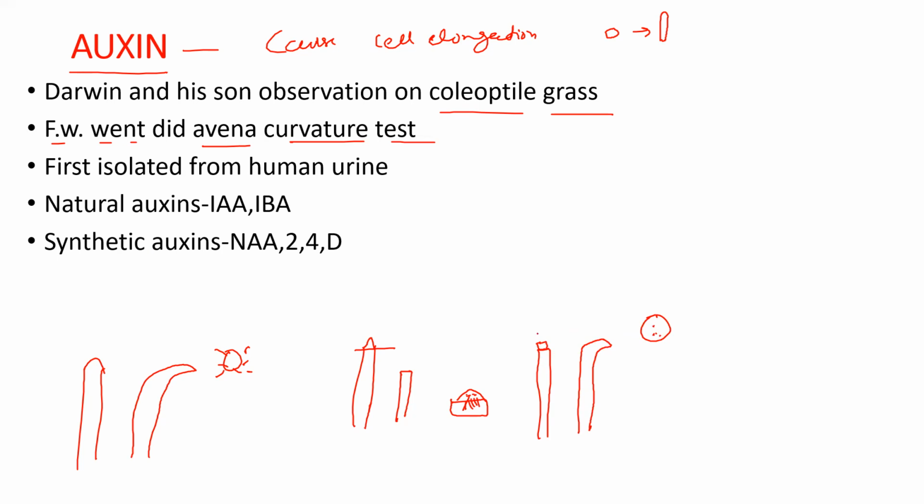So this shows there is something present in the tip which is called auxin. Auxin is produced at the tip of the shoot, tip of the root, and tip of the leaves, but it migrates to the region of its action. Auxin always accumulates opposite to the sunlight, and then it elongates the cells so the tip bends toward the sunlight. Auxin was first isolated from human urine. The natural auxins are indole-3-acetic acid and indole butyric acid. Synthetic auxins are NAA and 2,4-D.